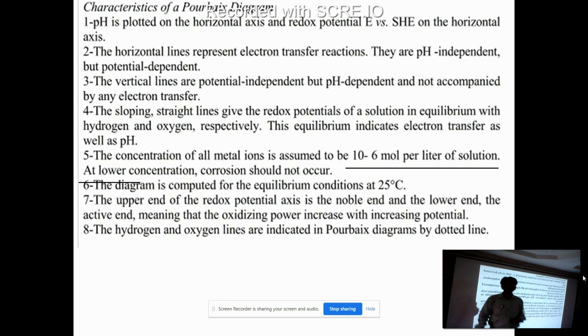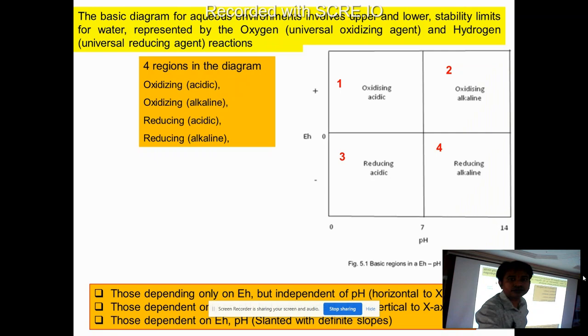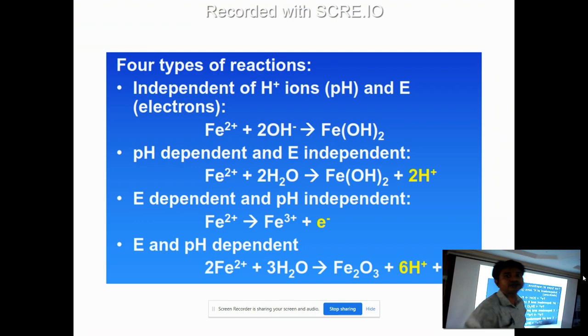So this you understood now. I told you, in the immunity zone, which is stable? Metal is stable. In corrosion, which is stable? Metal ion is stable. Fe2+ is stable because iron is going to get oxidized in corrosion. In passivity, which is stable? Metal oxide is stable. Okay. Maybe I can show you one. Just look here so that you will come to know.